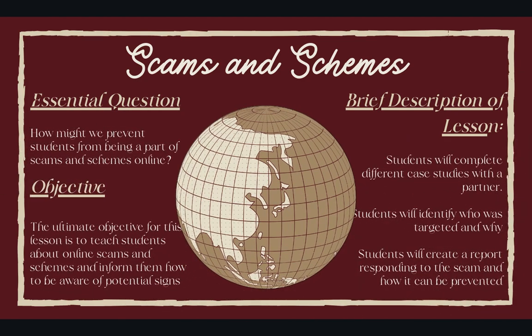So the essential question for scams and schemes: how might we prevent students from being a part of scams and schemes online? Then the objective. The ultimate objective for this lesson is to teach students about online scams and schemes to inform them how to be aware of potential signs. And then a brief description of this lesson: students will complete different case studies with a partner. Students will identify who was targeted in these scams and schemes and why, and then students will create a report responding to the scam and how it can be prevented in the future.